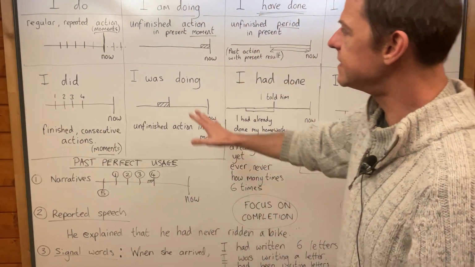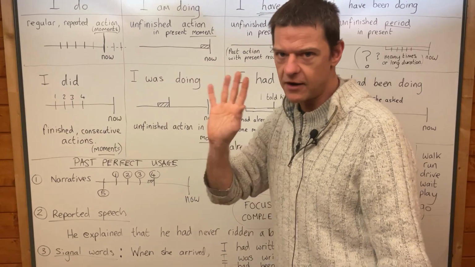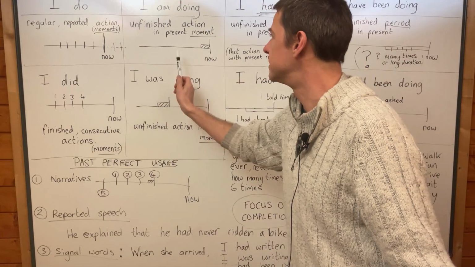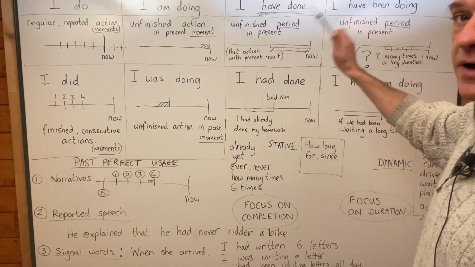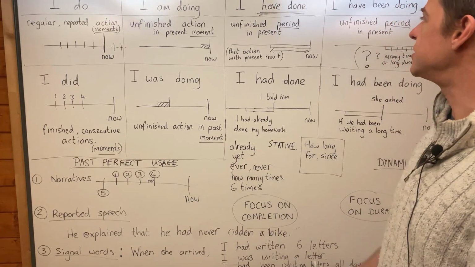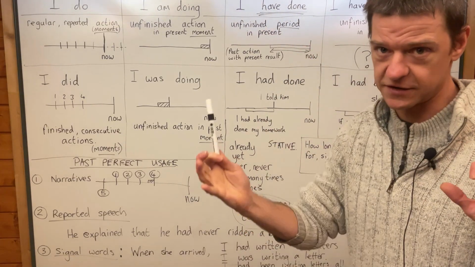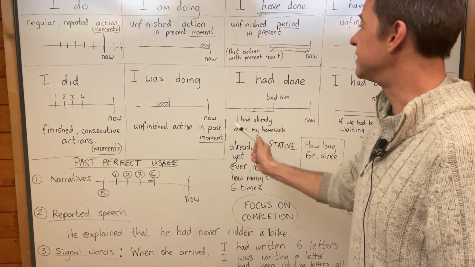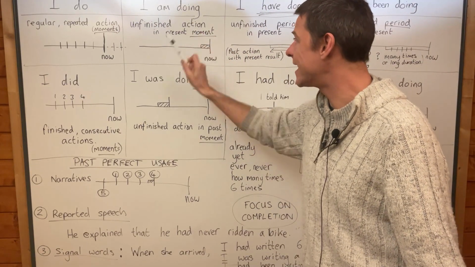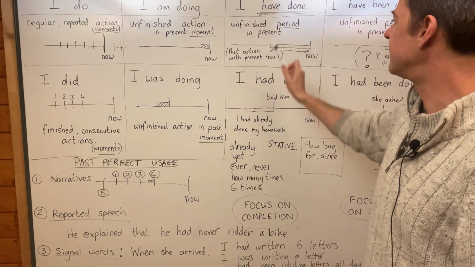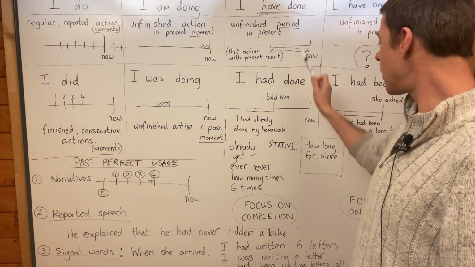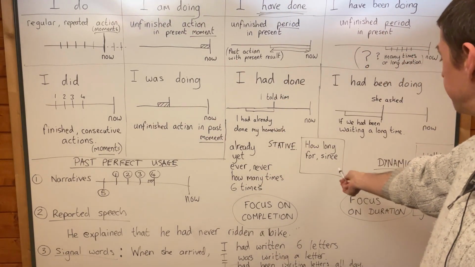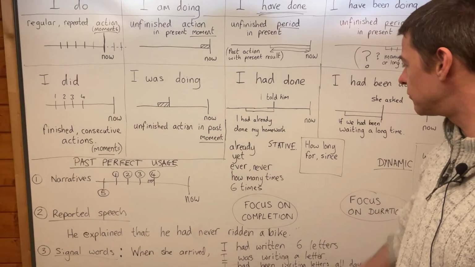So we've decided that these are for moments. Okay, I think this is important. These are for moments. These, the perfect simple and perfect continuous, are for periods of time. They're for unfinished periods. Look at this. This is for an unfinished action. This is for an unfinished period, which is why the signal words refer to periods. Yeah, for, since, how long.